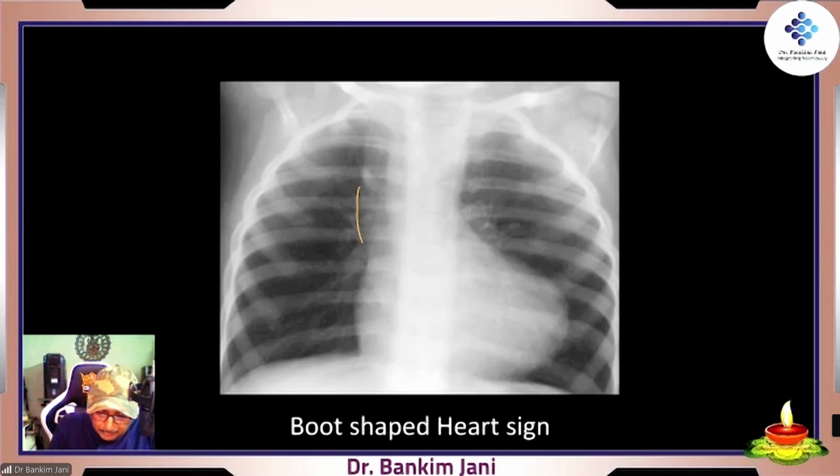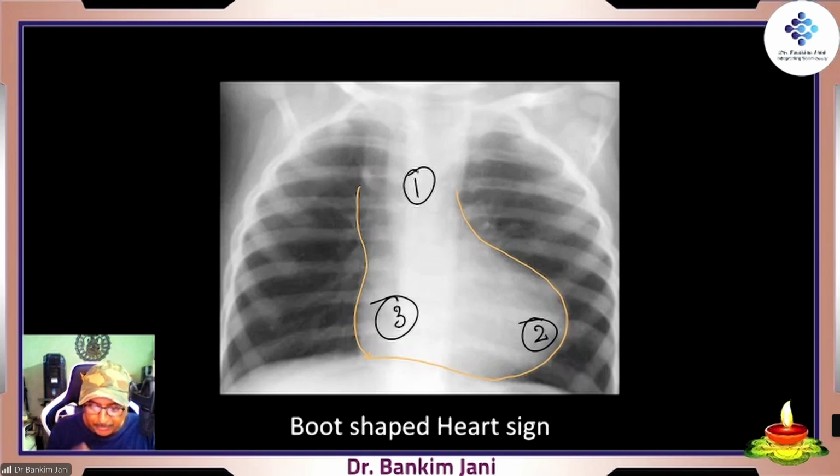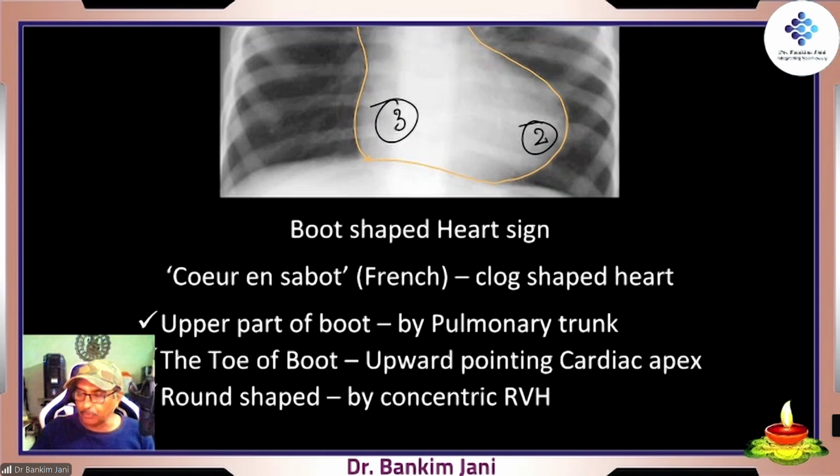And how is it? If you make an outline like this, it is very typical, boot-shaped. And in that, we will be marking 3 parts. This is 1, then that toe is 2, and then this base part is the 3. So it is a boot-shaped heart. In French, this is coeur en sabot, right? This is also called clog shape. But let's keep it simple.